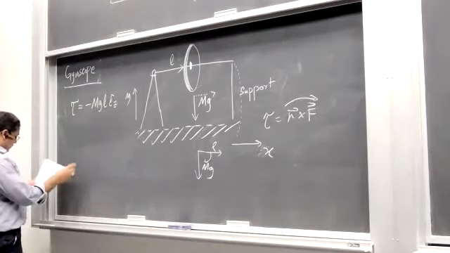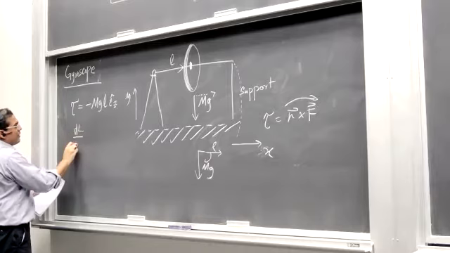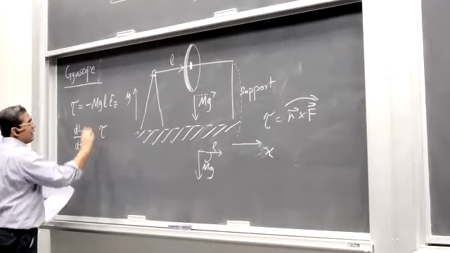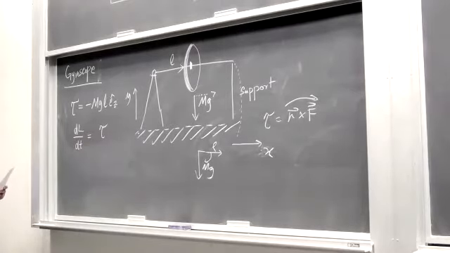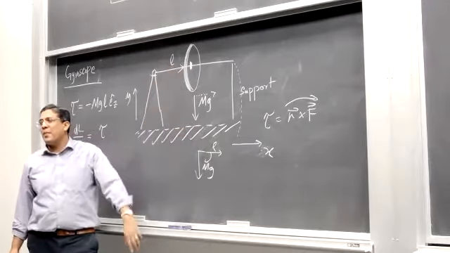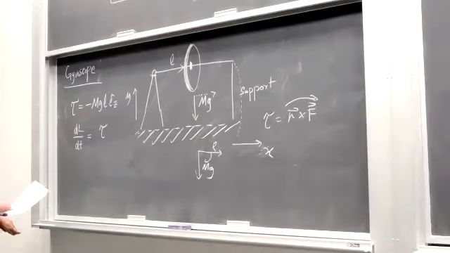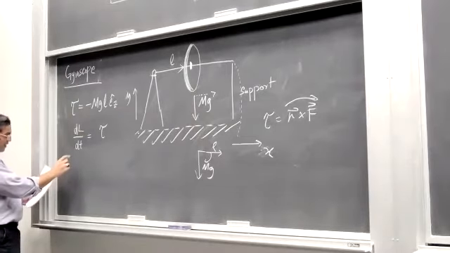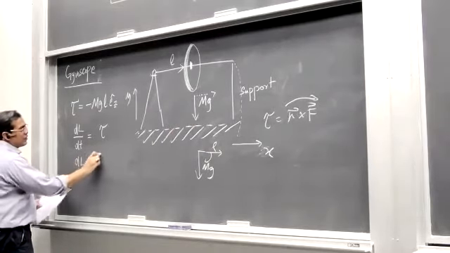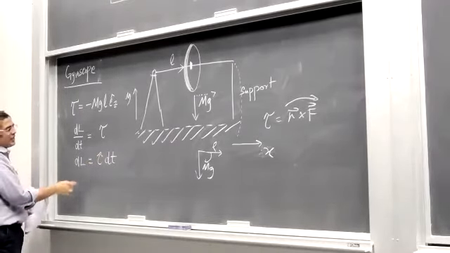Okay, now we know that the change in angular momentum is equal to the torque acting on this system. So first of all, what is the angular momentum of this system before we remove the support? Zero, right? But let me just calculate the change in angular momentum, and I'm going to write dL is equal to tau dt. That is the change in angular momentum.